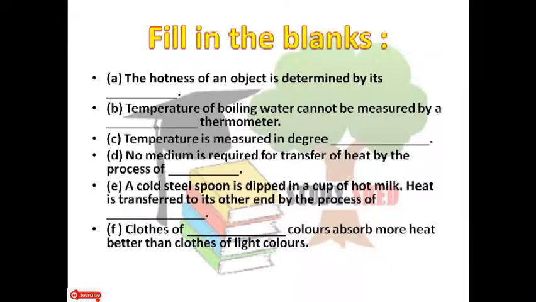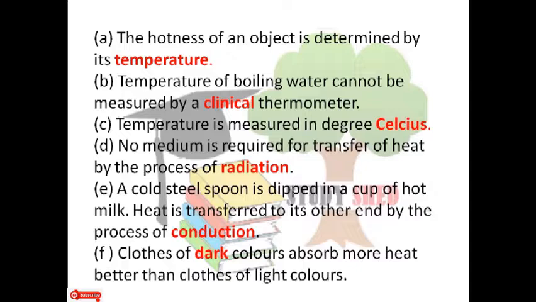Okay, the last question is more or less a GK type question. This might come in your exam, but it's something you have to apply your brains for. Clothes of dark colors absorb more heat better than clothes of light colors. I'm sure most of you have guessed it correct. Still, let us see the answer. So the clothes of dark colors absorb more heat better than clothes of light colors.